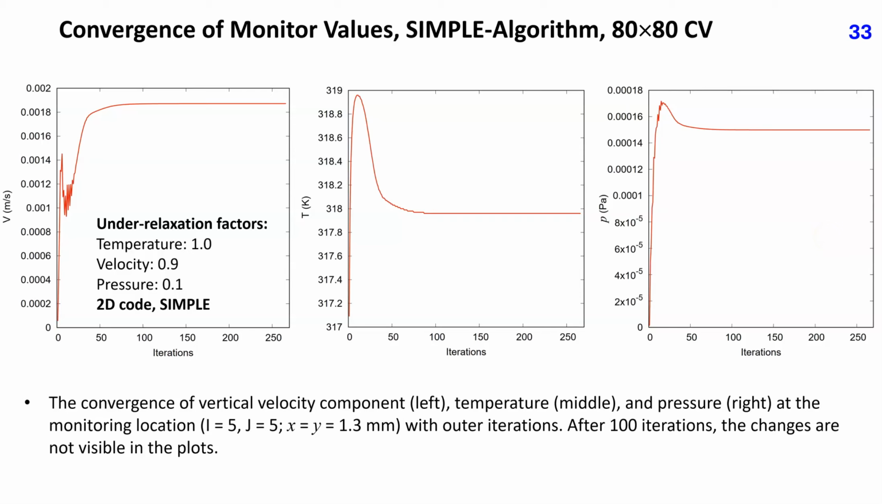These plots show the convergence of vertical velocity component, temperature, and pressure at the monitoring location, which was at i equal 5, j equal 5, or x equal y equal 1.3 millimeters, without iterations. After 100 iterations, the changes are not visible in these plots. As indicated in the previous slide, computations can be stopped after 120 to 150 iterations. These plots confirm that there are no significant variations in variable values beyond that state.